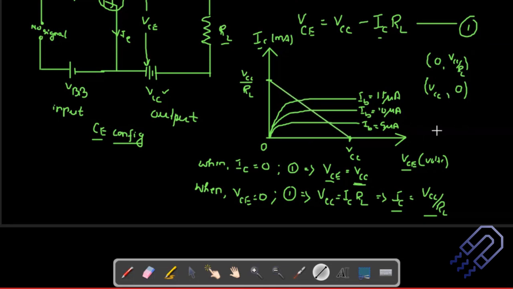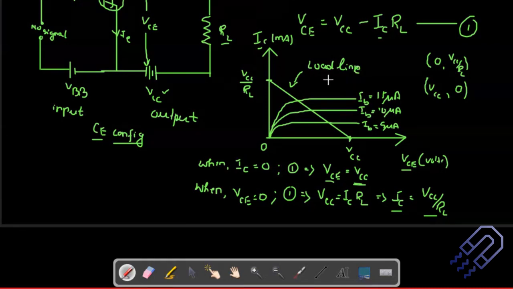Okay, if I join these 2 points, this line is basically called the load line. So this is your load line. We might have some practical question in which you might be asked to draw the load line, and this is something which we are going to do.